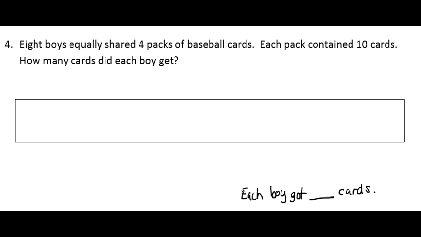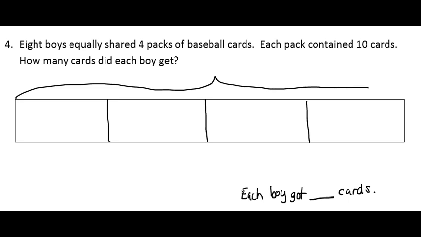So here's what we know. We know that there's 4 packs of cards. So I'm going to divide the tape into 4 groups. We don't know the total number of cards, but we do know that each section is 10. So knowing that there's 10 cards, that tells me that we have 40 cards altogether. But that's not the question that's being asked. The question is, how many cards does each boy get?